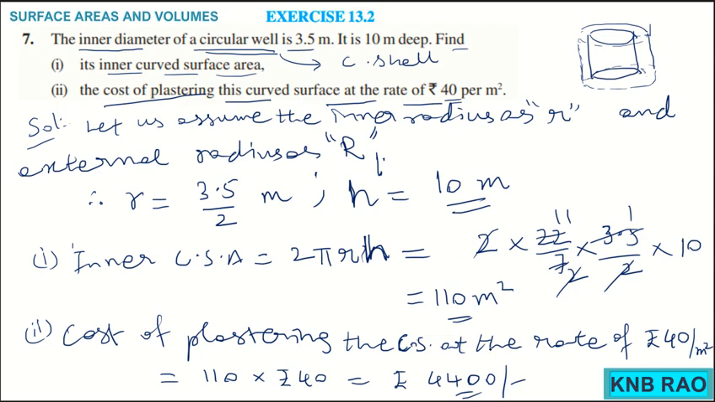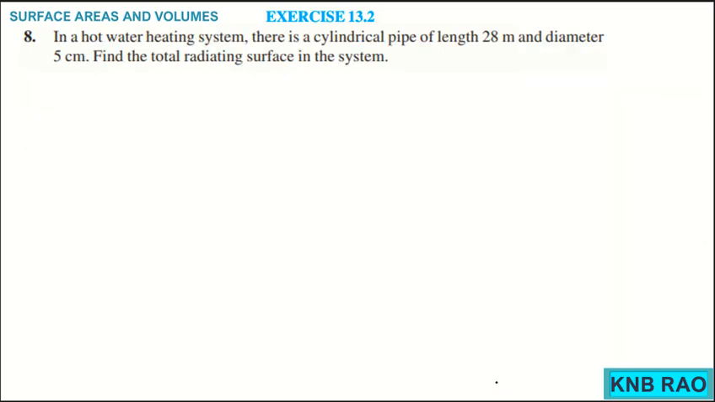Now moving on to question number 8. In a hot water heating system, there is a cylindrical pipe of length, in one way, length is the height of the cylinder, 28 meter and diameter 5 centimeter. Here diameter is in centimeters and height is in meters, so you have to convert them into one unit. Find the total radiating surface. You know, the radiating surface will be the CSA only.